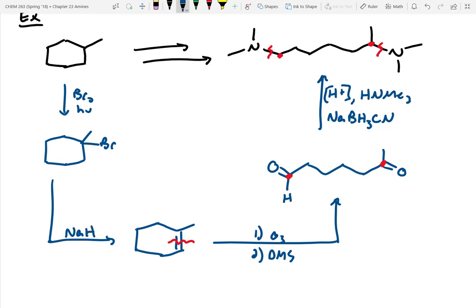All right, so this looks like a pretty good synthetic route. Now we're capable of producing a lot of different amines using one simple reaction scheme. So tomorrow when we come back, we're going to talk a little bit more about amine chemistry, and then we'll get into Hofmann eliminations.